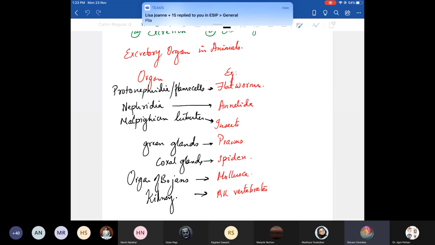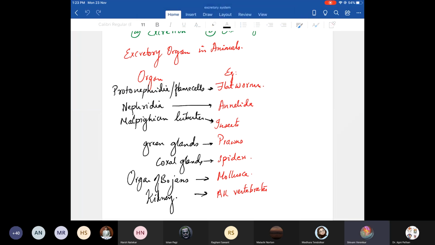So yeah, you really prepared well for the non-chordate parts. For the next test, I'm telling you now, start preparing the notes now itself. That is for chordates. The next test will be on chordates. Clear?